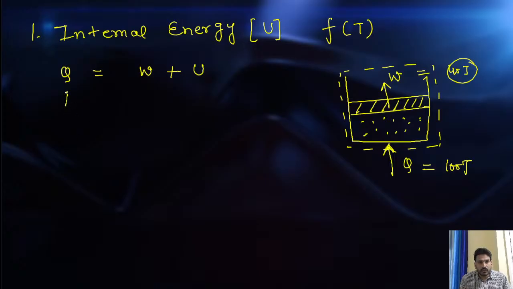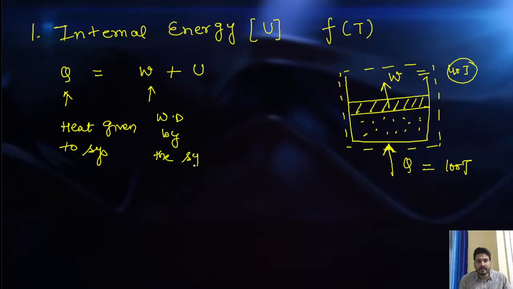So what is Q? Q is nothing but the heat given to the system. What is W? W is the work done by the system. And what is U? U is the change in energy of the system.